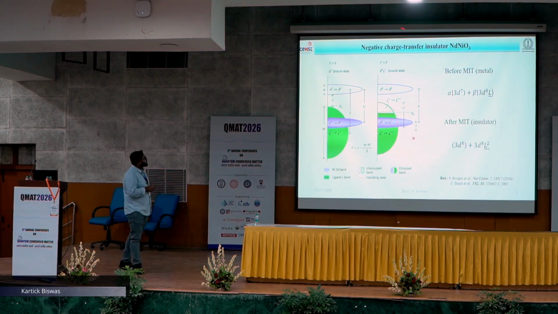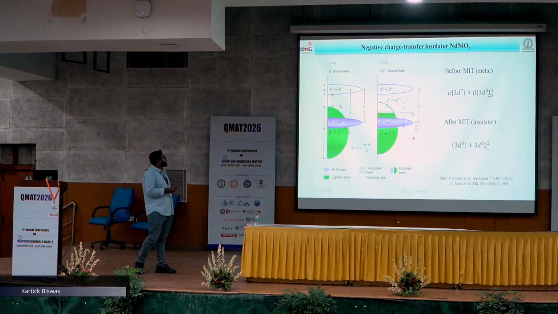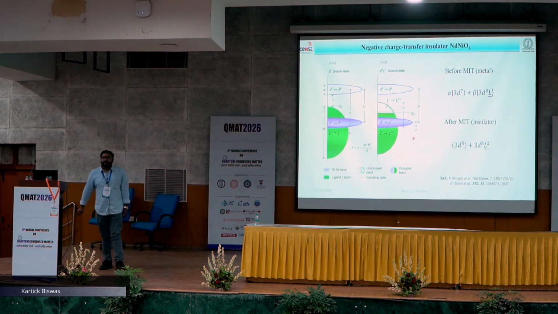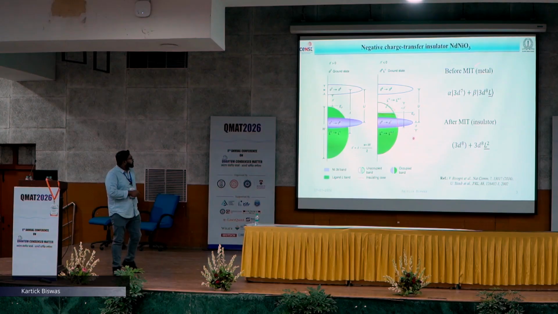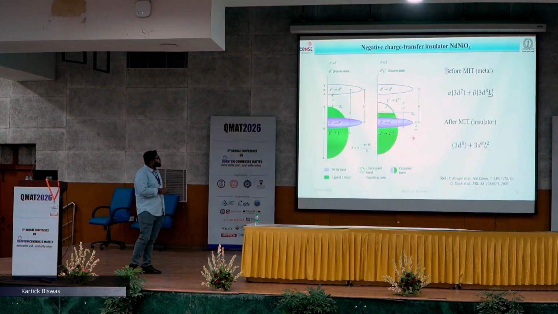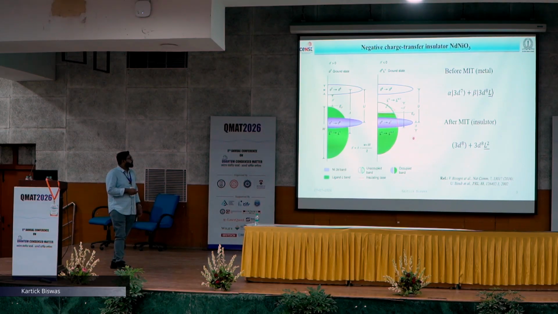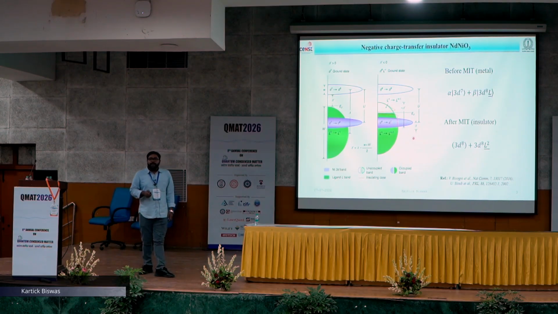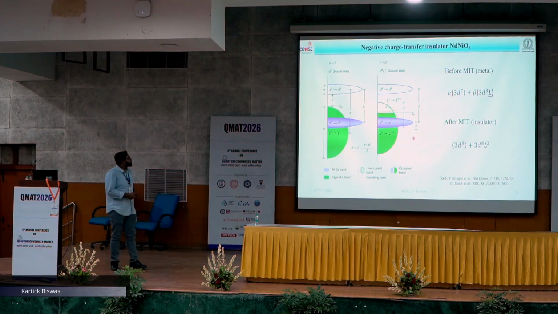But if the charge transfer energy is less than 0, a negative charge transfer, that time the electron will move from oxygen 2p to 3d. That time one hole will be created, a ligand hole will be created on the oxygen 2p side. That time the ground state is d8 L-bar. So before the transition, the metallic state is 3d7 and some fraction of 3d8 L-bar. But after the transition, in the insulating phase, the fraction is 3d8 and 3d8 L-bar, with two ligand holes at the oxygen side.